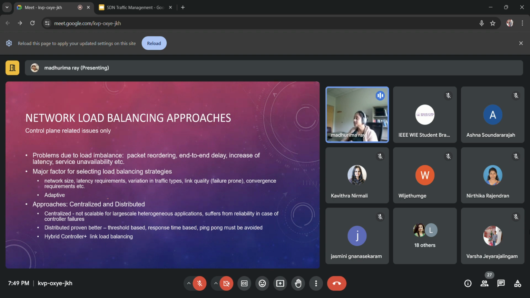Okay, any question anybody is having right now? This is just for the load balancing I'm asking. Anybody wants to have any doubts or want to ask any question?